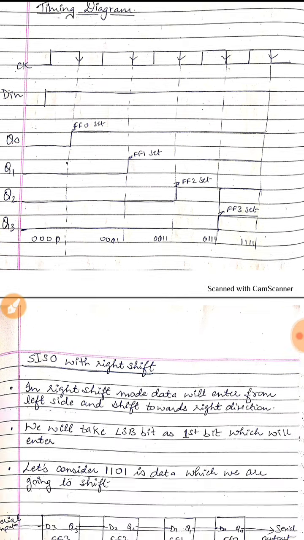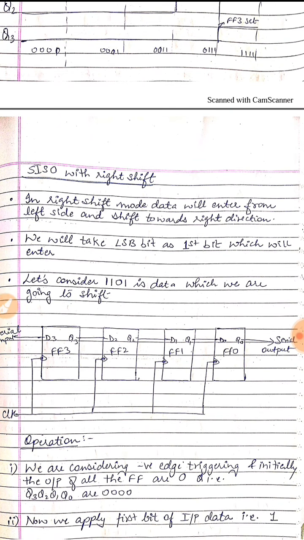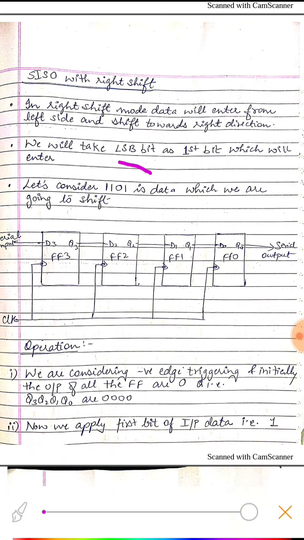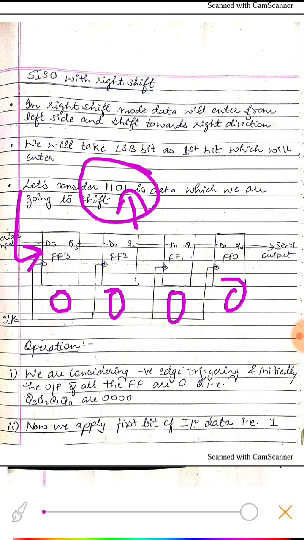Okay, similarly we can see the serial in, serial out right shift. In this, the LSB is fed first. So if we want to feed the data 1 1 0 1, first of all the LSB will be fed. First 1 will come, initially all were 0, then it will become 1 0 0 0 at the first negative edge.